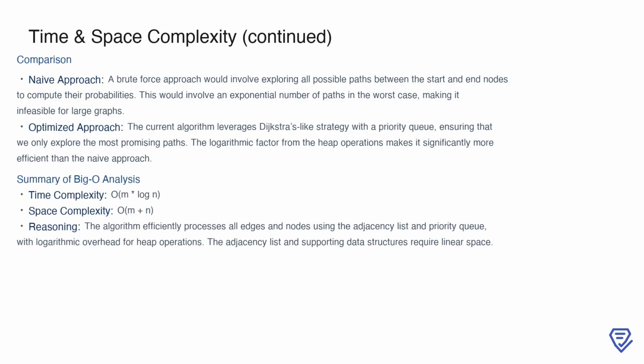In contrast, the optimized algorithm uses a Dijkstra-like strategy with a priority queue to explore only the most promising paths. While the heap operations introduce a logarithmic overhead, this is a significant improvement over the brute force approach. To summarize, the overall time complexity is M*log n, and the space complexity is M plus n. This efficiency stems from the algorithm's ability to process all edges and nodes using the adjacency list and priority queue, while the supporting data structures ensure minimal additional space usage.